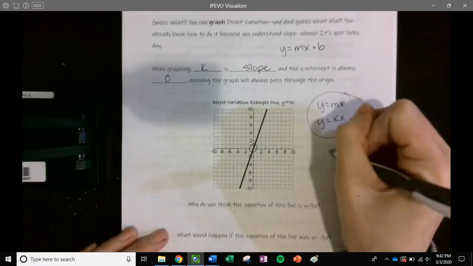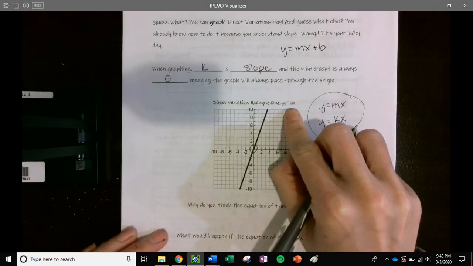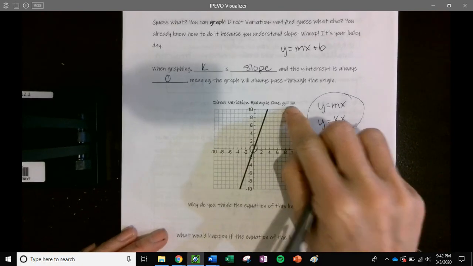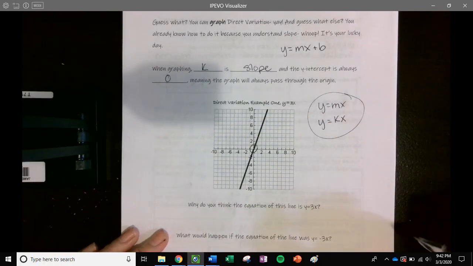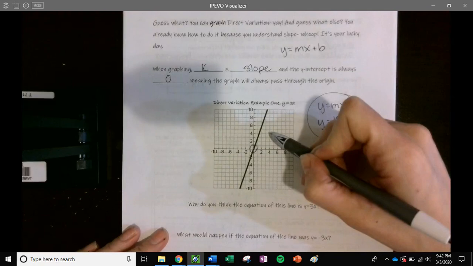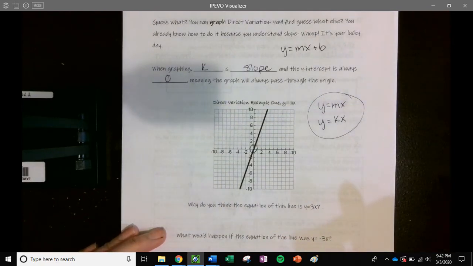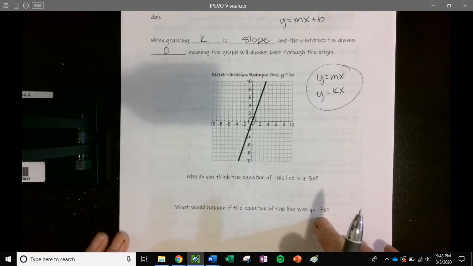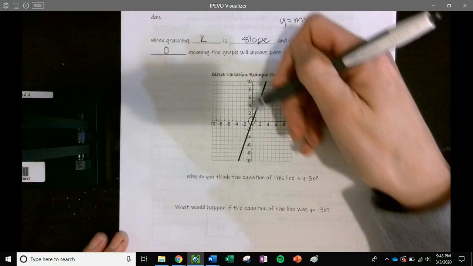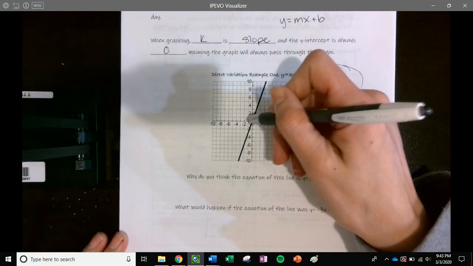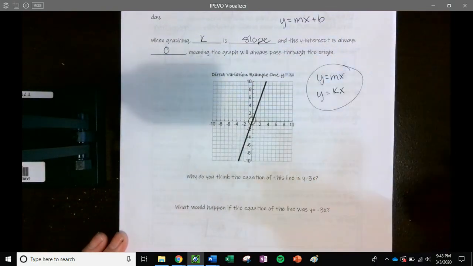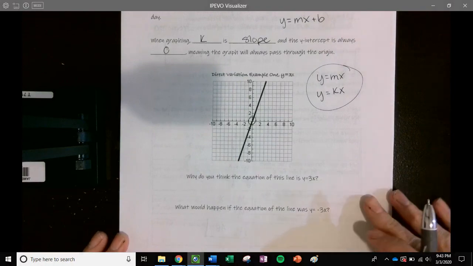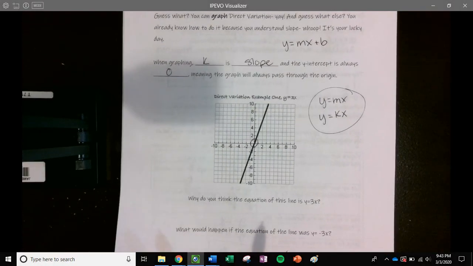So if you are given a direct variation like this, y equals 3x, where 3 is understood to be the constant, then you know you can graph that running through the origin with a slope of 3 over 1. Pretty cool, huh? And what would happen if the equation of the line was y equals negative 3x? Well, then it would be running in the opposite direction, going down 3 and to the right 1. You'd have a negative line. So that's direct.